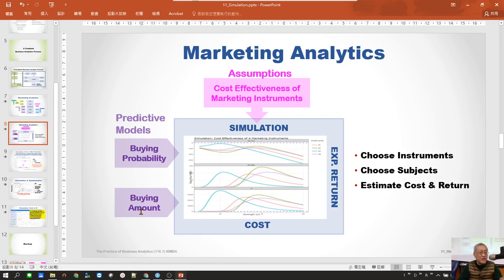Now the other thing is the buying amount. Buying probability is whether this customer will come to our store, but when he comes, the amount that he buys would be different for each of the customers.